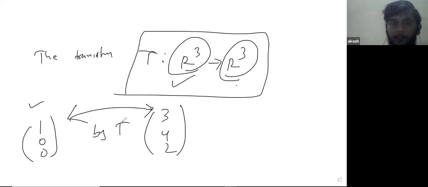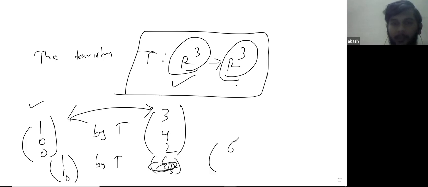This is the question. The second point is 1, 1, 0. This point is transformed to 6, 1, 5. This is in matrix form, like 6, 1, 5. Are we clear?